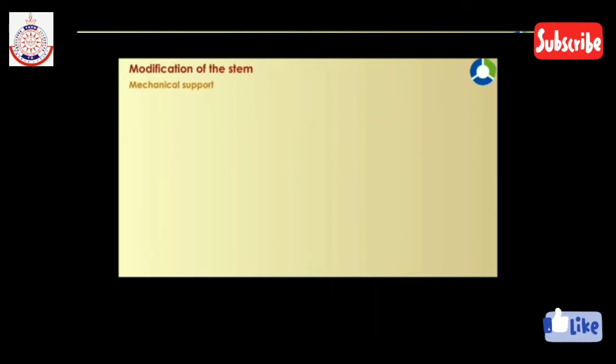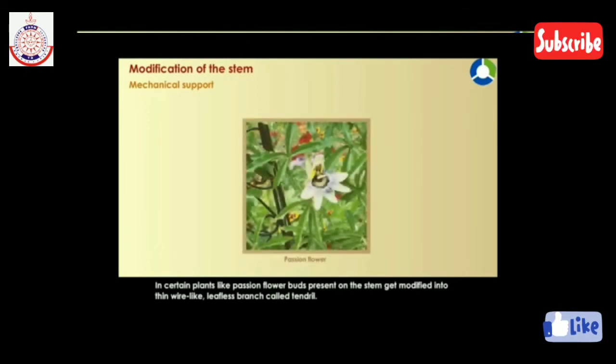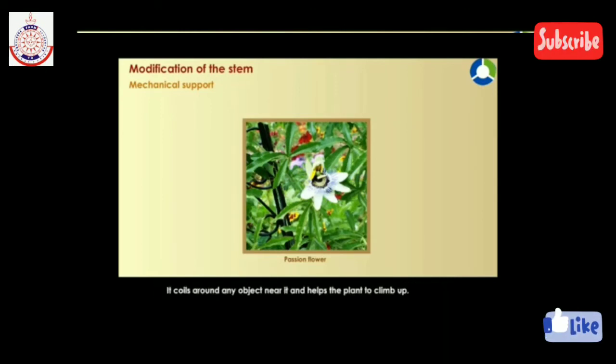Mechanical support. In certain plants like passion flower, buds present on the stem get modified into a thin, wire-like leafless branch called a tendril. It coils around any object near it and helps the plant to climb up.